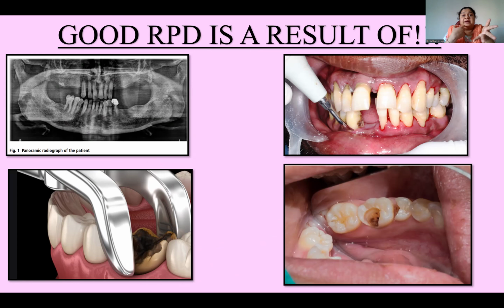Then you design. After you get to know, okay, this is this. You make a cast, you make an impression. Then you design. In designing, we have color coding also, which I'll be showing you. And then you carry out your lab procedure. Then you get a good RPD.